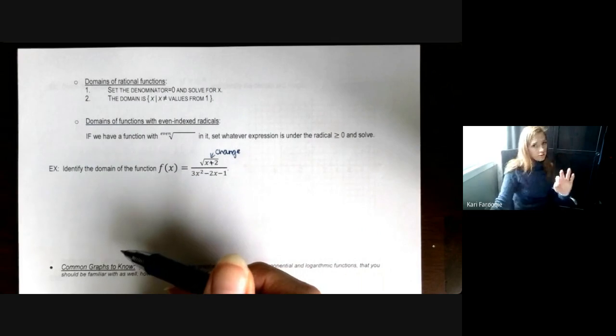You can take the square root of 0. I have students who are like, no, you can't do that. You can. 0 times 0 is 0. You're good. You just cannot take the square root of a negative number.